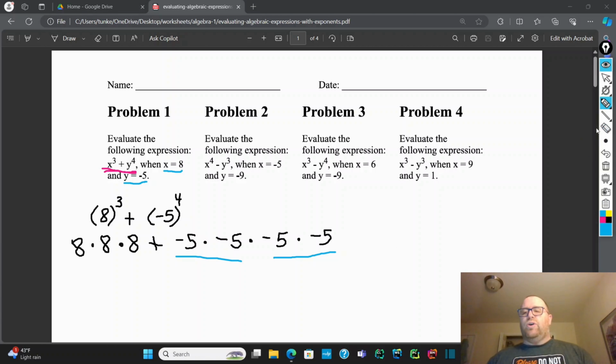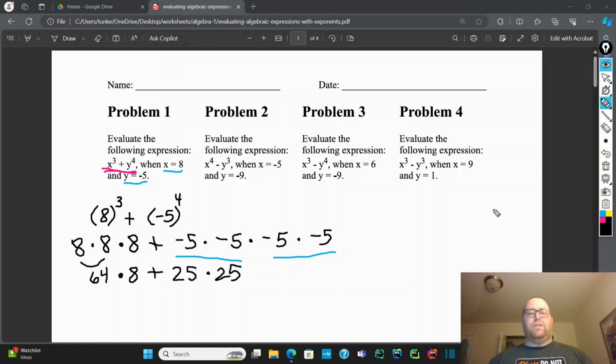Okay, so now let's do this out. So we're going to do 8 times 8. Well, that's 64. So this becomes 64 times 8. And I'm going to move this along a little bit. In the previous video, I kind of did the multiplication step by step, but we don't really need to do that. So if we're thinking of multiplying by pairs, we do -5 times -5. That's a positive 25. And then -5 times -5 is another positive 25.